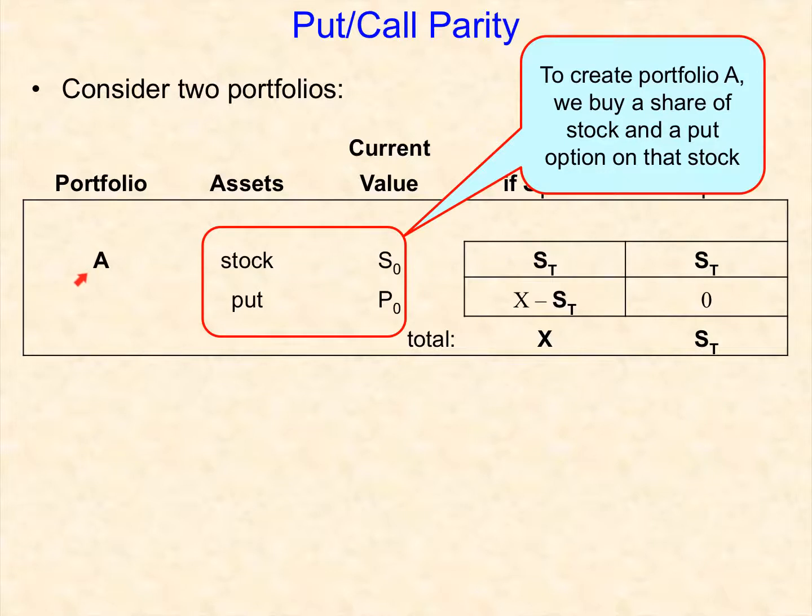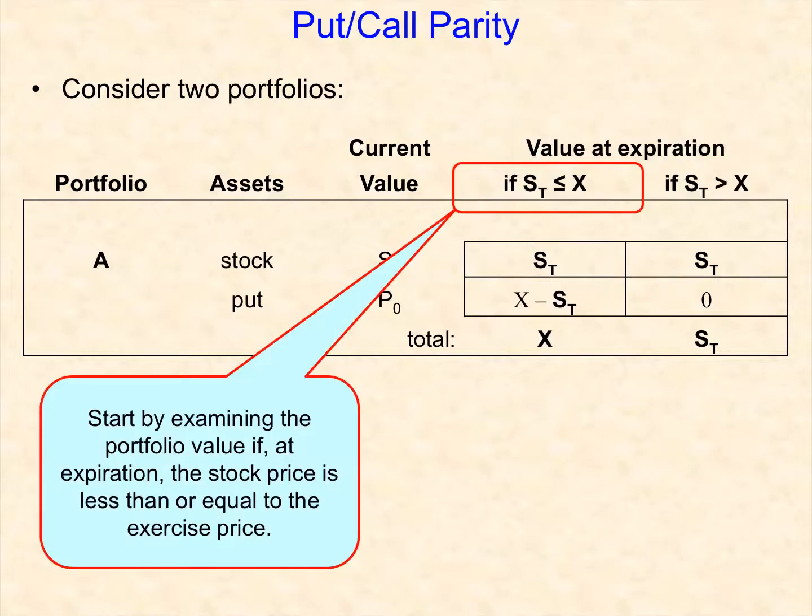Consider two portfolios. The first portfolio we will call A. To create portfolio A, we buy a share of stock and we buy a put option on that stock. The value of the stock today is S sub 0, and the value of the put option today is P sub 0. We will start by examining the value of the portfolio if, at expiration, the stock price is less than or equal to the exercise price.